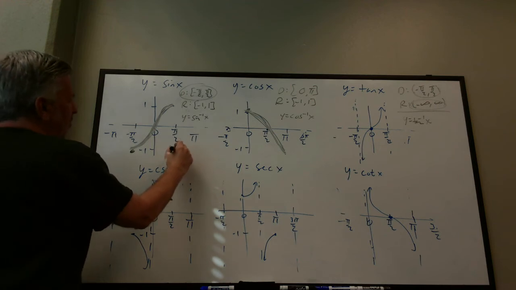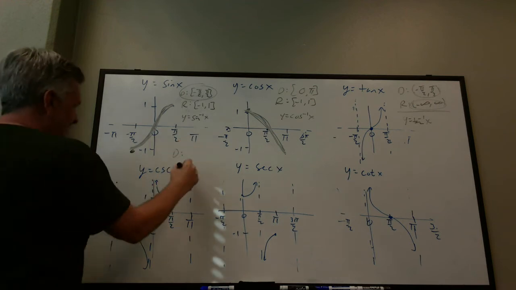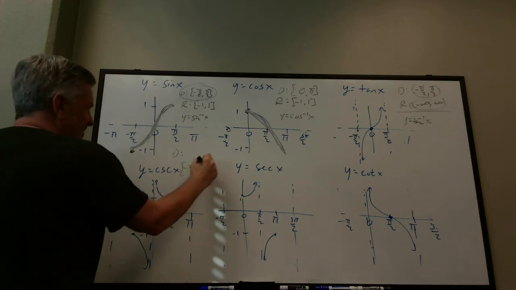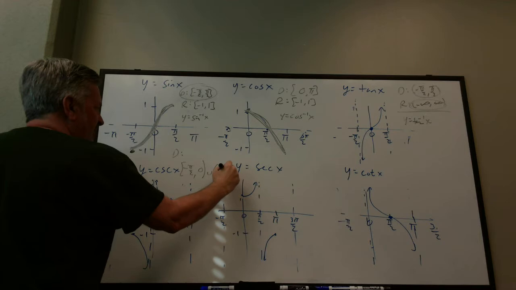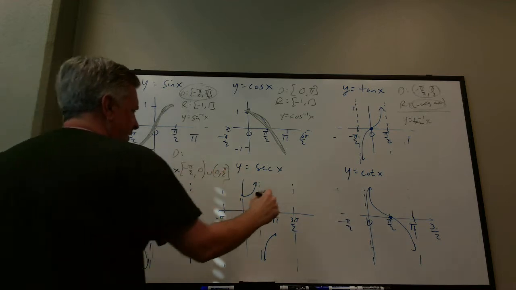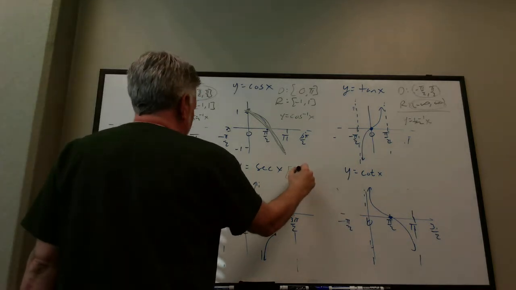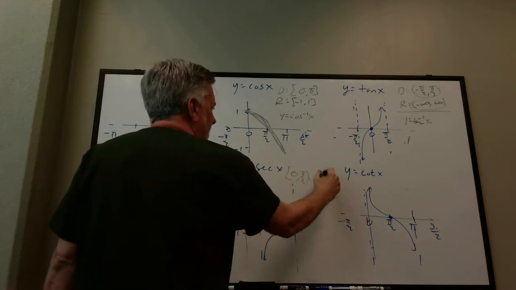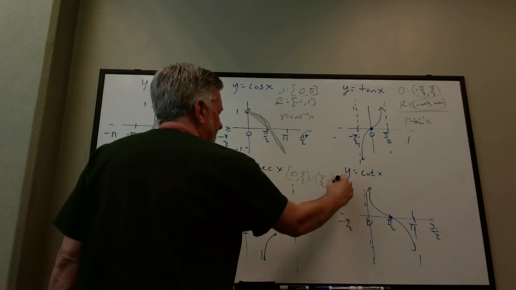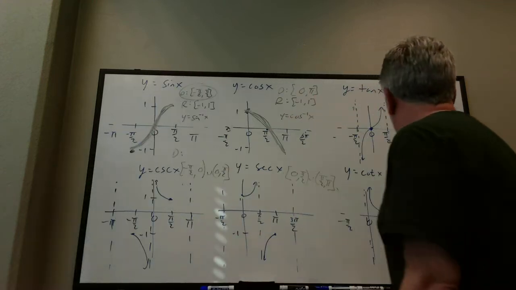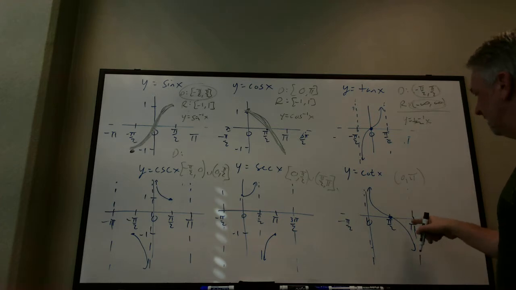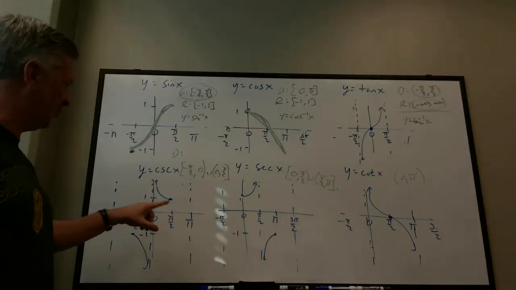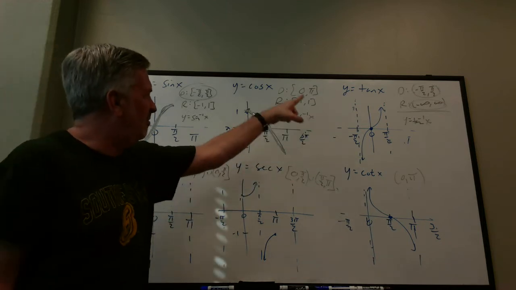I'm really interested in the domain. So the domain here is -pi/2 to 0, but not including 0, union 0 to pi/2. And notice here it's 0 to pi/2, not including pi/2, and then pi/2 to pi, including pi. And then for cotangent, it's 0 to pi, including neither one. Now, the good news is, you don't have to memorize all the variations here. You don't think about the graph. I mean, they're all weird.